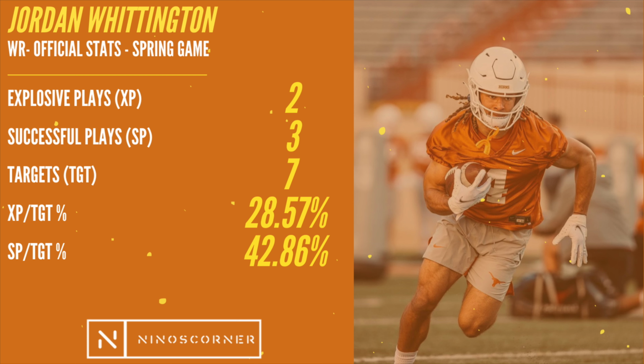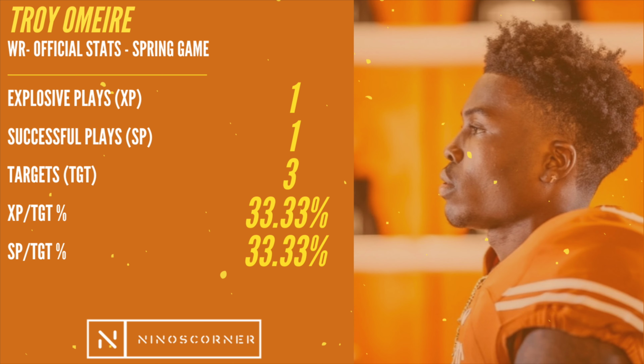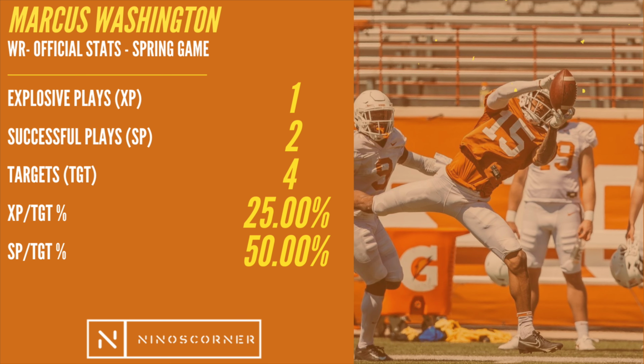And we had a couple folks tied at 33%, Kevontae Dixon and Troy Amiri. So 1 out of 3. And we had 1 guy at 50%, that was Marcus Washington. So what is that? 2 out of 4 targets were successful plays.